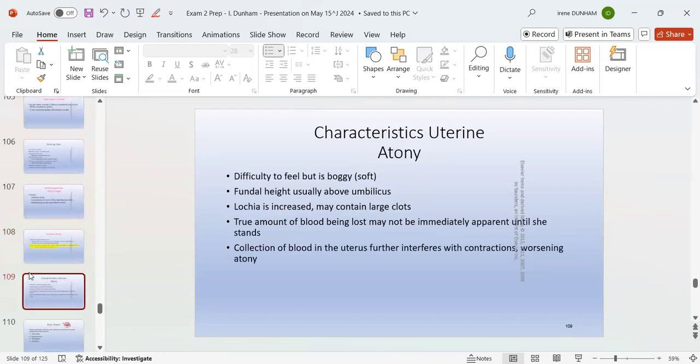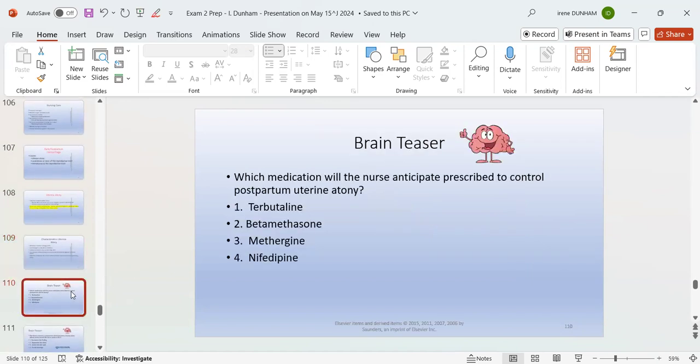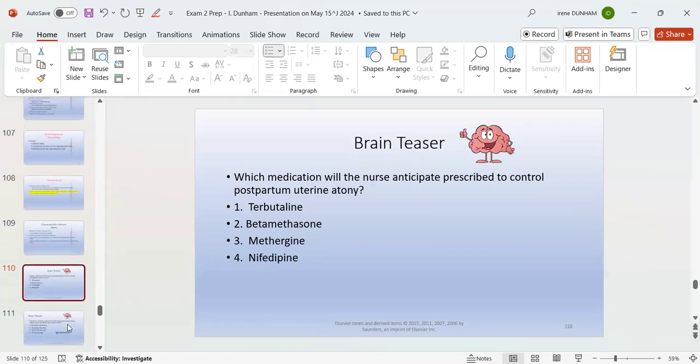This is on uterine atony, which I told you would be a soft, boggy uterus. Let's go do some questions here. Which medication would the nurse anticipate prescribed to control postpartum uterine atony? Postpartum uterine atony, that would be a soft, boggy uterus, and that would be Methergine. So look up Methergine if you're not familiar with it.